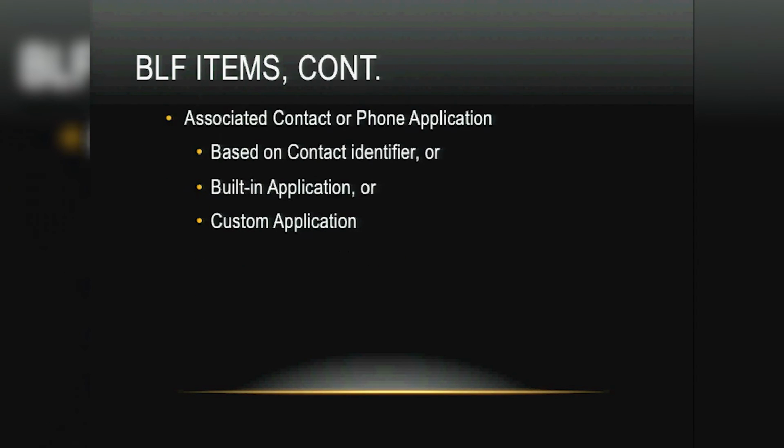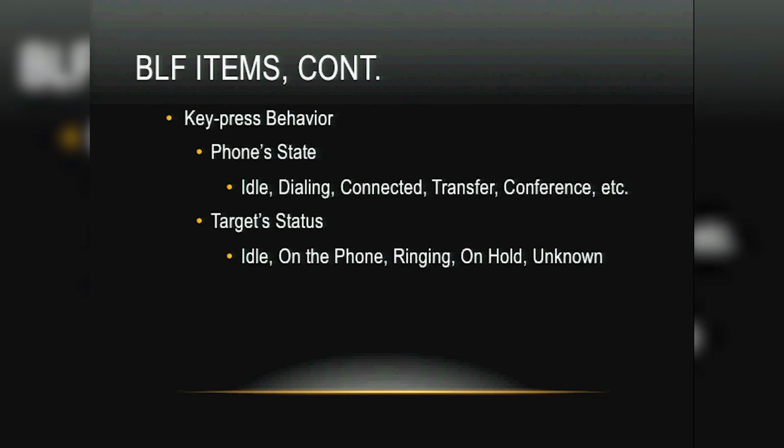All right. Then you've got to define the associated contact or phone application. So it's either going to be a contact or it's going to be some app that's on the phone. It's going to be based on the contact identifier or your application identifier, and you can see that in Sean's presentation, or in your custom app. Then you can define the key press behavior. So that's for the phone state, right? Am I idle? Am I dialing? Am I connected? Am I transferring? Am I conferencing? Or the target status. What are they doing? Are they idle? Are they on the phone? Are they ringing? Are they on hold?